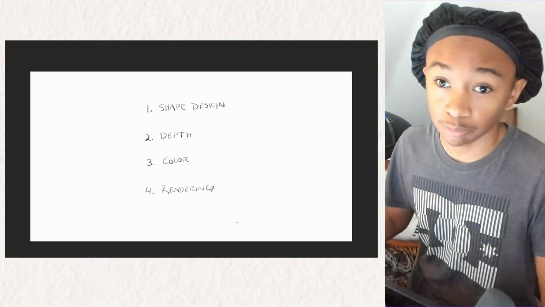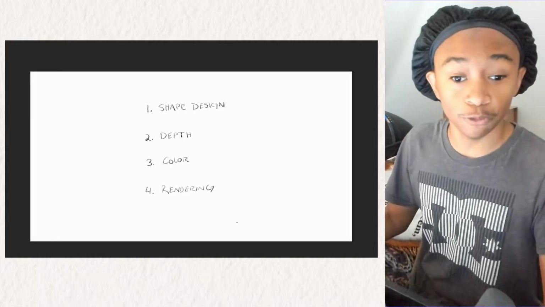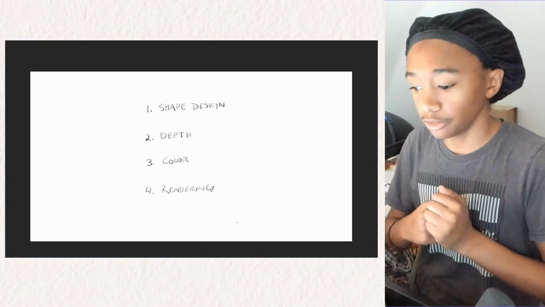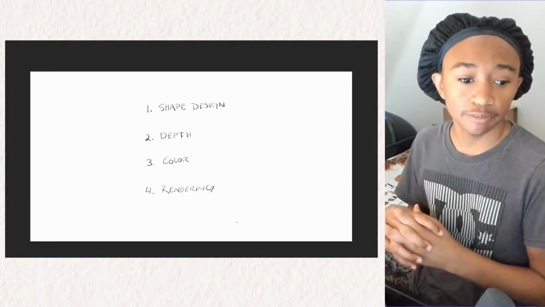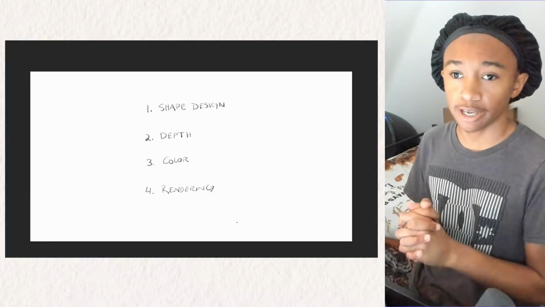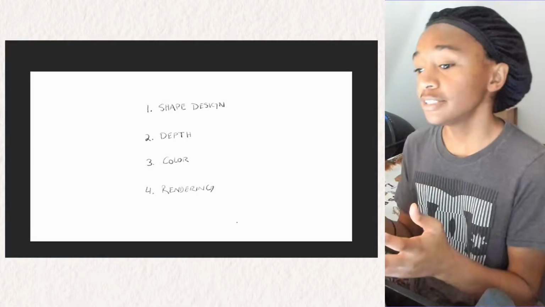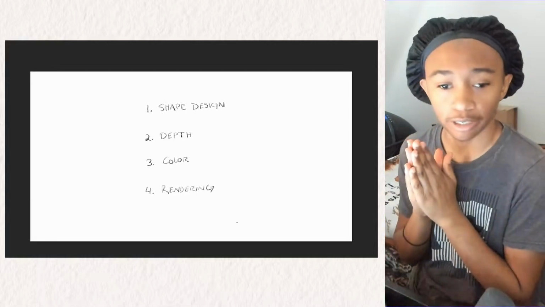But disregarding perspective, the inferior beast that we shall not name at all anymore, there are 4 other main pillars that are integral to a good background in general. And those are shape design. Obviously, if you don't have good looking shapes for your silhouettes or whatever, none of it is gonna look good. Depth.